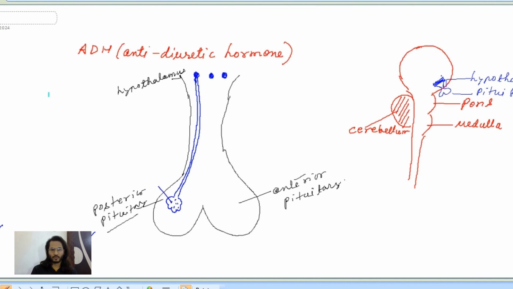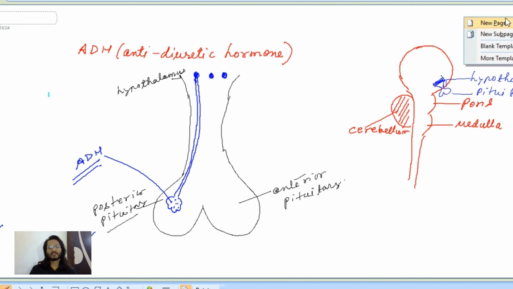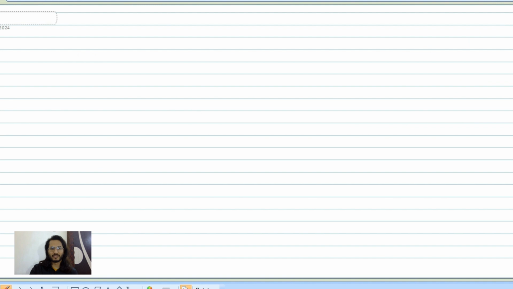These are the hormones present here. Which hormone? ADH hormone, antidiuretic hormone. So till now you understand that the ADH hormone, also called the vasopressin hormone, is synthesized in the hypothalamus but stored in the posterior pituitary gland. Posterior pituitary is also called pars nervosa, or neurohypophysis. This hormone stored in the posterior pituitary plays a very important role in our body. Let's understand its function inside our body.